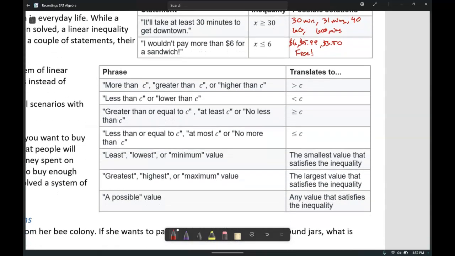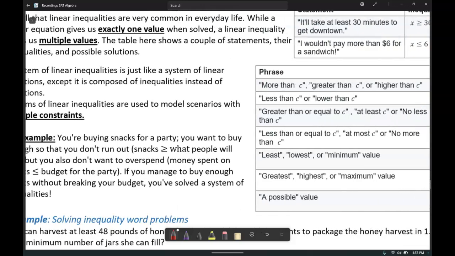It's helpful to take a look and study this chart a little bit on your own, comparing the phrases to how they translate when we're looking at greater than, less than, greater than or equal to, or less than or equal to.